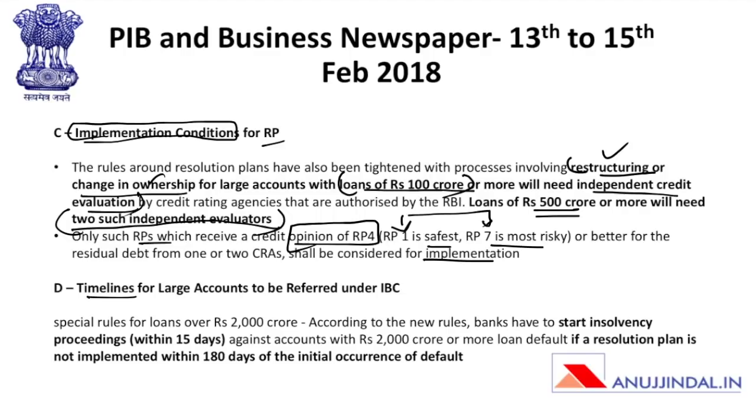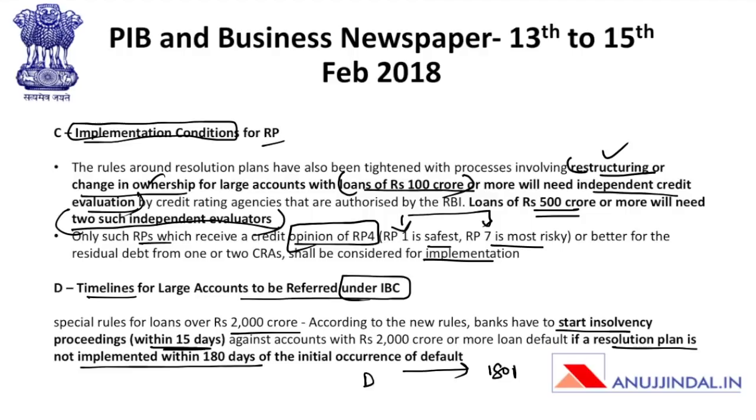The fourth one that we have is called timelines for large accounts to be referred under the Insolvency and Bankruptcy Code. Now, this has also become very strict. For loans with exposure of 2000 crore or more, according to the new rules, banks have to start insolvency proceedings within 15 days if the resolution plan is not implemented within 180 days of initial occurrence of default. Default occurred today. Resolution plan was to be implemented within 180 days. It did not happen. Now the insolvency proceeding has to start within 15 days of expiry of these 180 days. And this is to ensure that the time limit for resolution plan or insolvency proceeding is not jumped or taken for granted by either banks or the Insolvency and Bankruptcy Code or any other judicial or any other body involved in resolution of these insolvent companies.